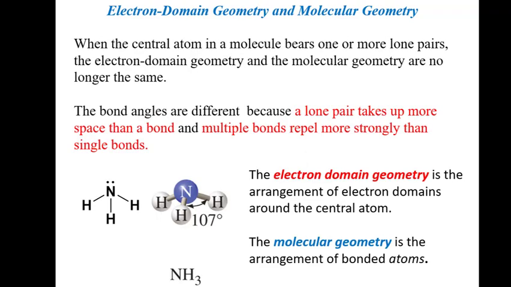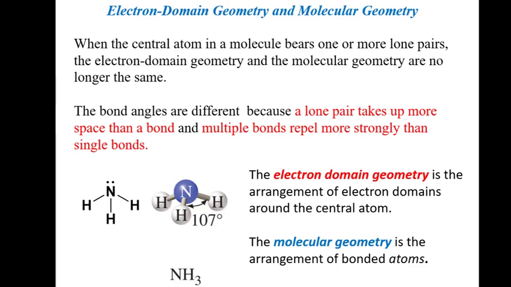So in the case of ammonia, you can see that you have angles that are smaller, because the lone pairs tend to take more space than a bond. So the angle should be 109.5, but it's actually 107, so slightly smaller. However, we're not going to focus on these small variations.